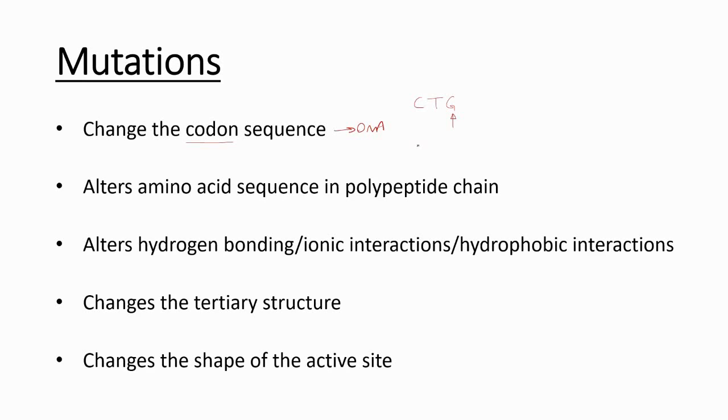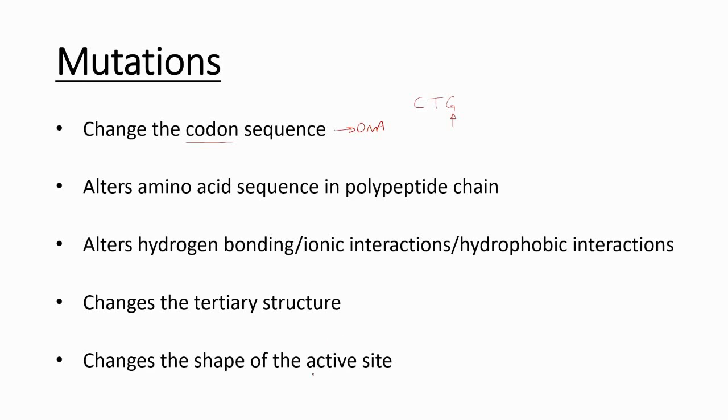Now, changing one nucleotide in a codon has a potential to change one amino acid in a polypeptide chain, no more than that. But we must remember that it may mean that the same amino acid is coded for. But in general, changing the codon sequence in the DNA will alter the amino acid sequence in the polypeptide chain. And because of this, the new amino acid that is introduced will have a different R group, and this may alter hydrogen bonding or ionic interactions or hydrophobic interactions with other amino acids in that polypeptide. This will change the tertiary structure, and this will result in a change in the shape of the active site.